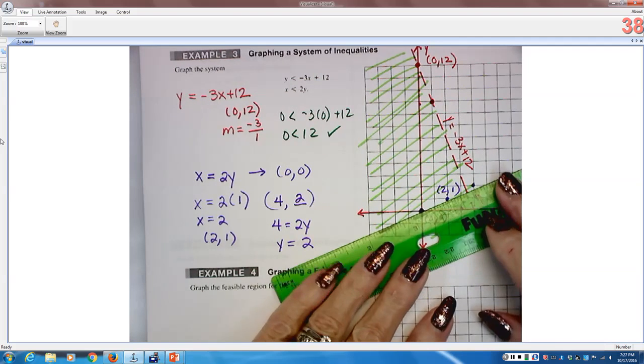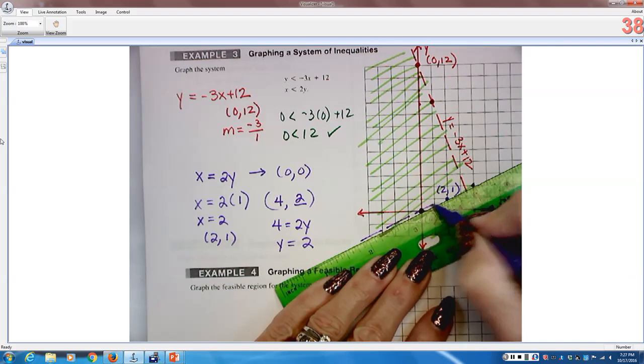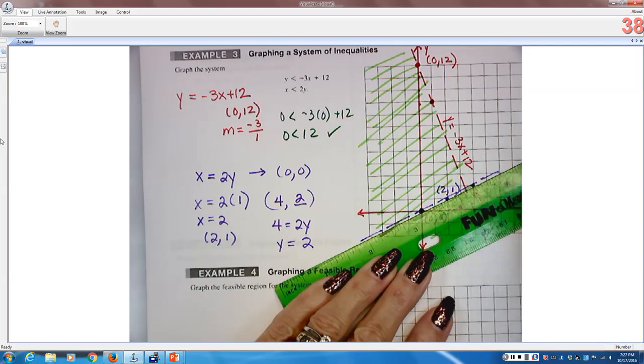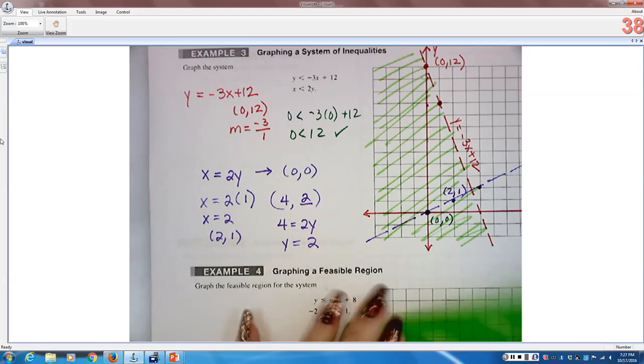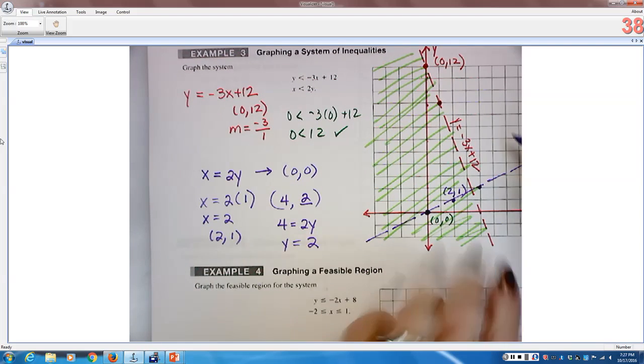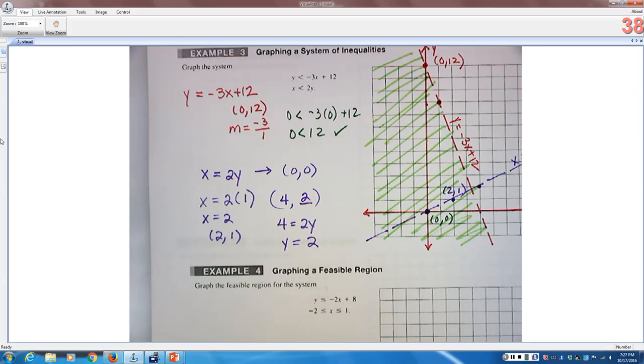So here's what that line looks like. And again, we're using a dashed line because there's no equals to in that inequality. But since we can't use our favorite test point, we've got to pick another one. Anybody have a point that they would like to choose?